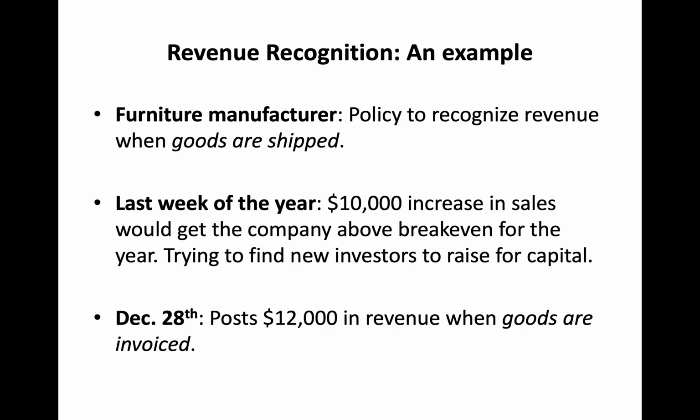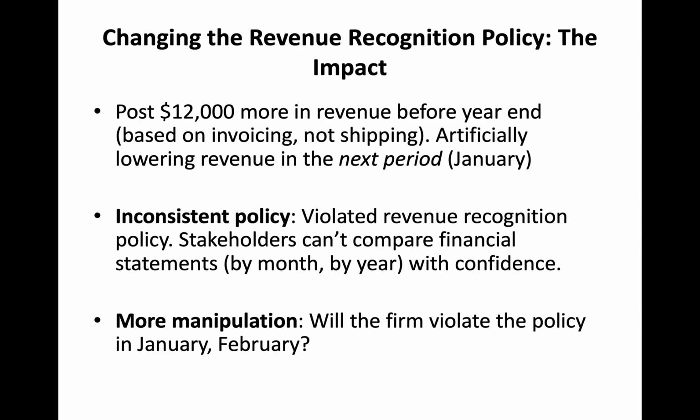And that's a big deal because the firm's going to give financial statements to potential investors to try to raise capital. So making a profit is really important. So on December 28th, the company posts $12,000 in revenue when goods are invoiced. They have not been shipped yet. And that's the problem.